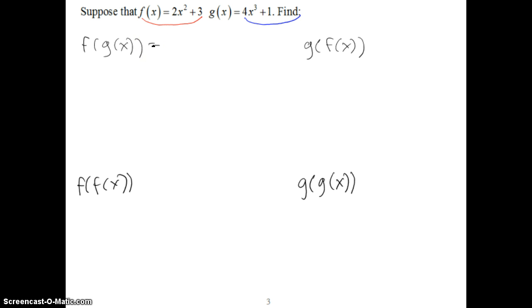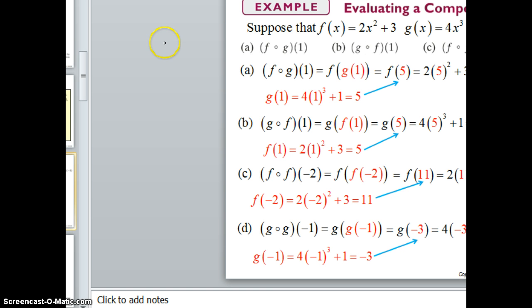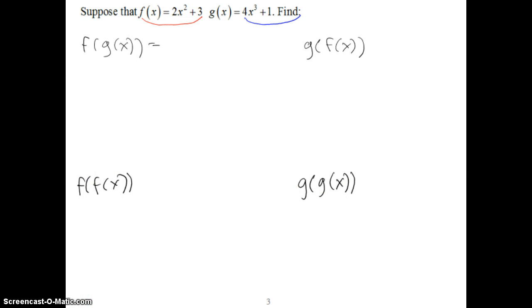So to find f of g of x, I'm going to take g of x and I'm going to plug it into the x in f of x. So we're going to write out the f of x function. So we're going to start writing 2 parentheses, and then we're going to plug g of x into the x. So we're going to say (4x cubed plus 1) squared plus 3. Do you see how I did that? And now we could distribute and simplify. In the interest of saving time, we're not going to do that right now, but in your My Math Lab you will need to do order of operations to simplify that.